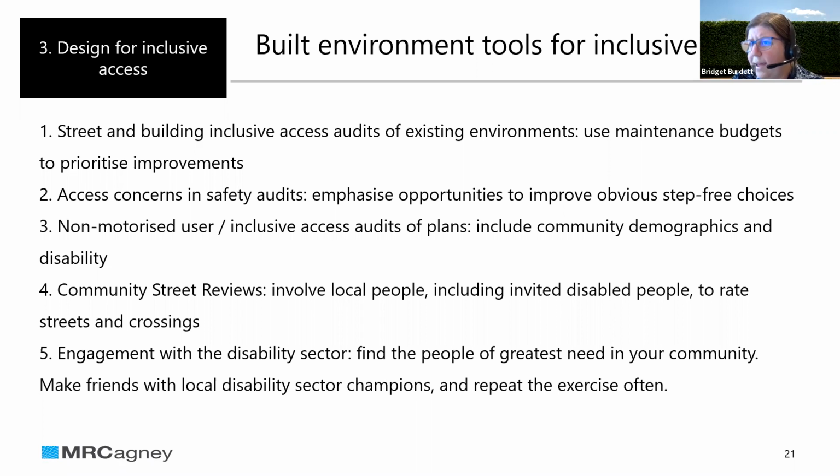We could also go out and audit an existing street to see whether it's safe, obvious and step-free. And if we involve disabled people in these processes, then we can prioritise better according to the needs of local people. Community street reviews do that. They use local people of all kinds to rate streets and crossings and provide priorities for improvement.